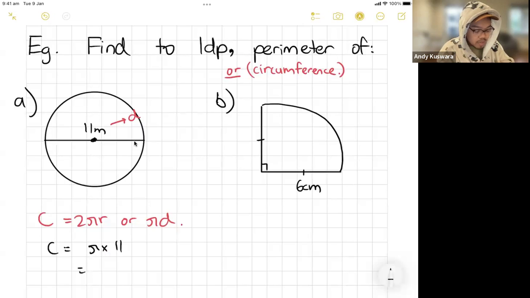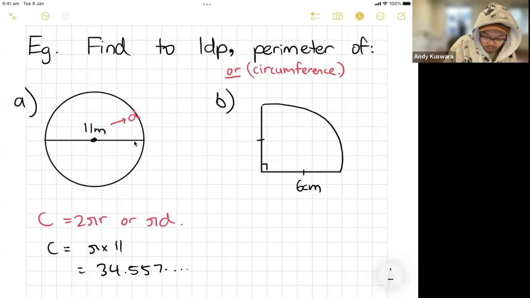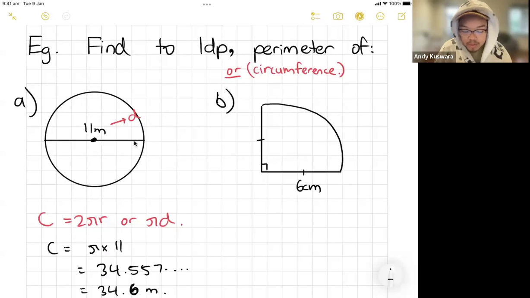I believe your pi should be over the times 10 button. It's kind of like on the bottom line of your calculator, and you have to use shift. And you should get, it's roughly 34.557, blah, blah, blah, but to one decimal place. Hopefully you remember how to round. It'll be 34.6. Okay. In this case, it will be meters.